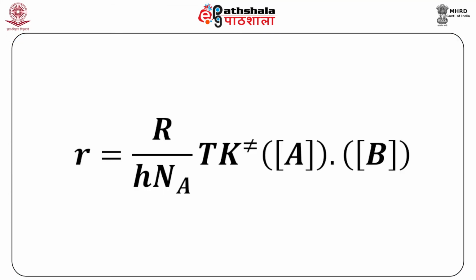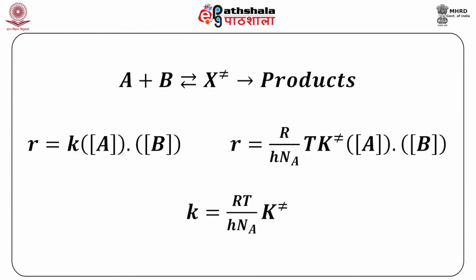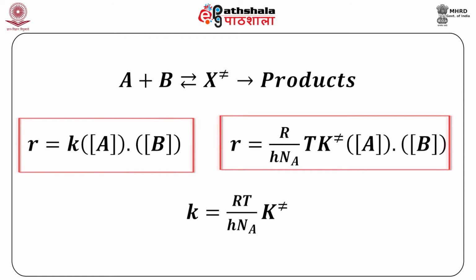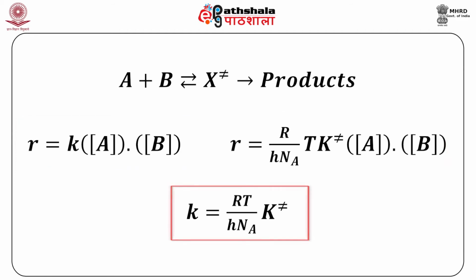Now, substituting this frequency back into the rate expression gives the rate as RT upon hNA into K into concentration A into concentration B. Now, for the same reaction A plus B giving transition state complex giving products, the classical rate expression is rate equals k into concentration A into concentration B. Now, on comparing the rate expression obtained from transition state theory and the classical approach, we get the value of rate constant k as RT upon hNA into K.